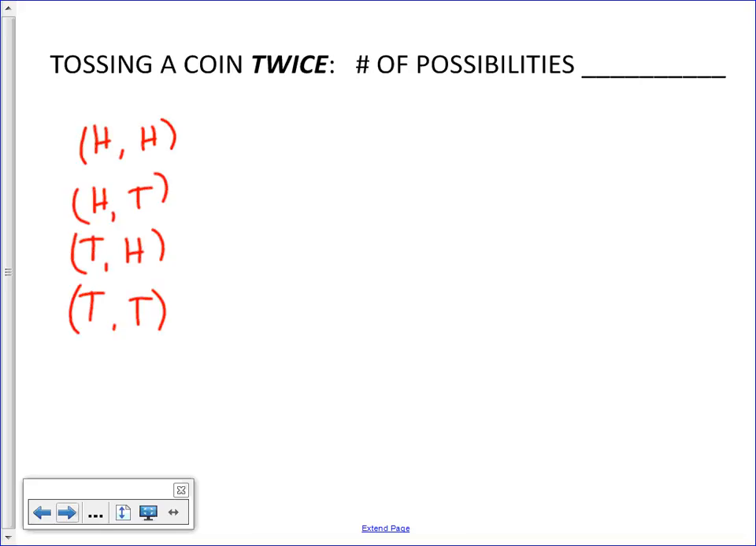Here we go. The total number of ways this can happen is 4. There are 4 possibilities if you toss a coin twice. All right? If you toss a coin 3 times, that changes things, right?